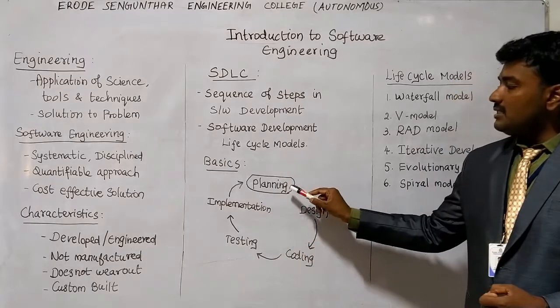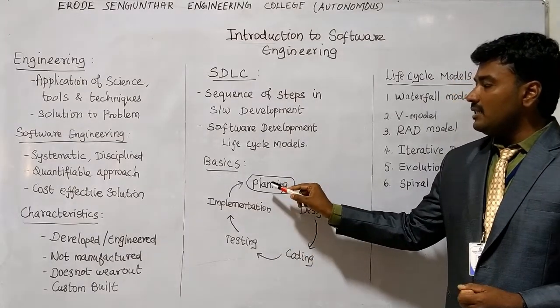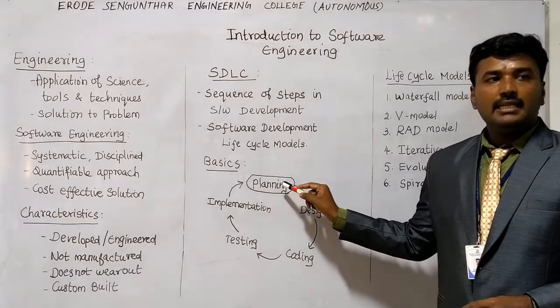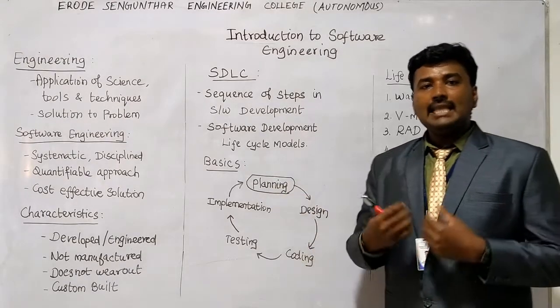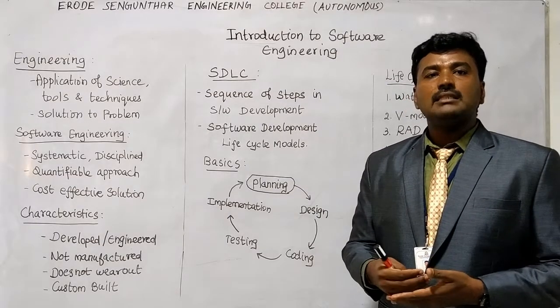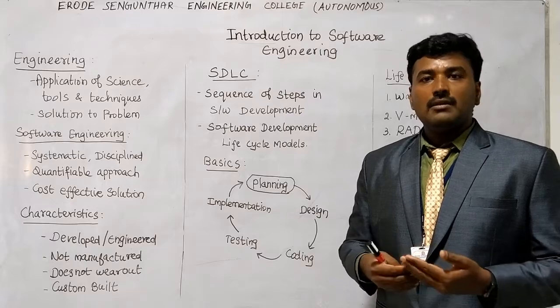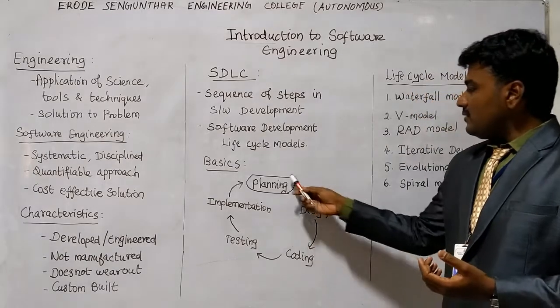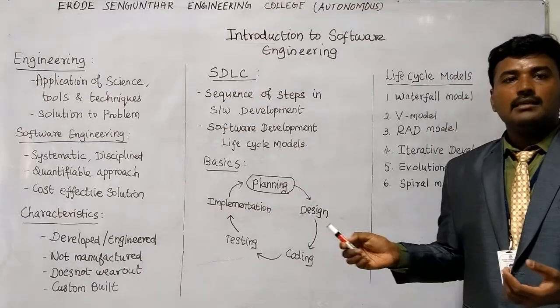Okay? So first we are seeing the first and foremost basic phase, that is called the planning phase. In this planning phase, we will gather information or requirements from the user. We have to process these requirements from the user to get an appropriate format. So next we will move on to the design step.